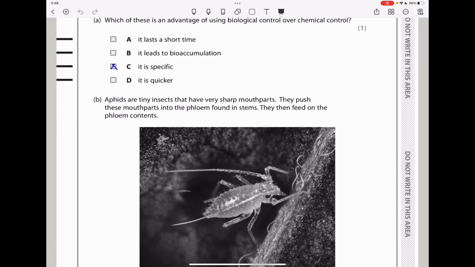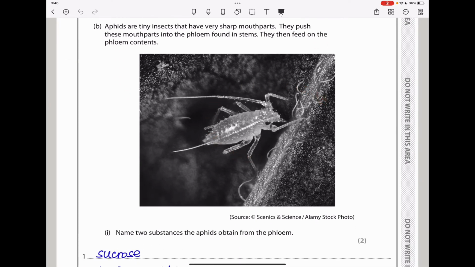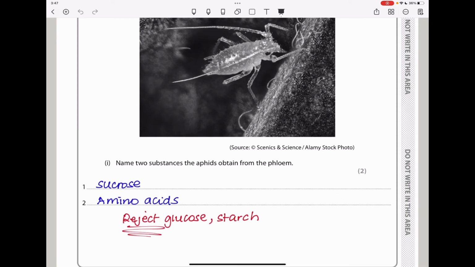The next part says, aphids are tiny insects that have very sharp mouth parts. They push these mouth parts into the phloem found in stems, and they then feed on the phloem contents, as you can see here. So they say, name 2 substances the aphids obtain from the phloem. The phloem contains sucrose, and it contains amino acids. So sucrose could be used for energy, and the amino acids could be used in the production of protein. So these are contained within the phloem, and they will obtain them from in there.